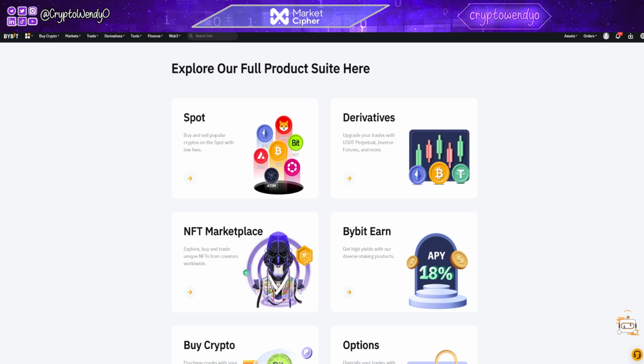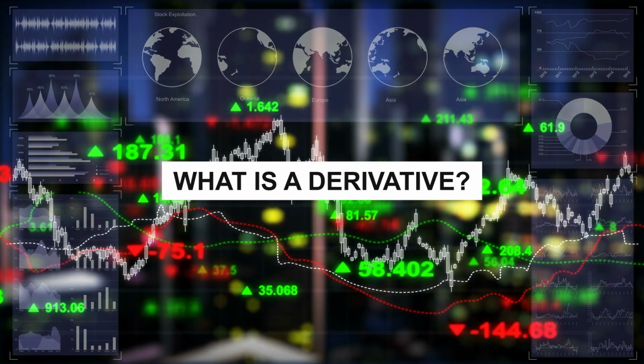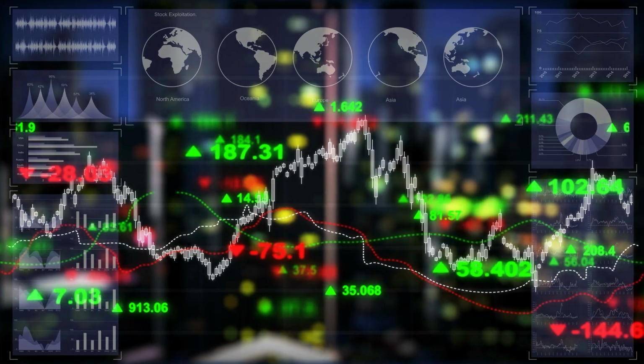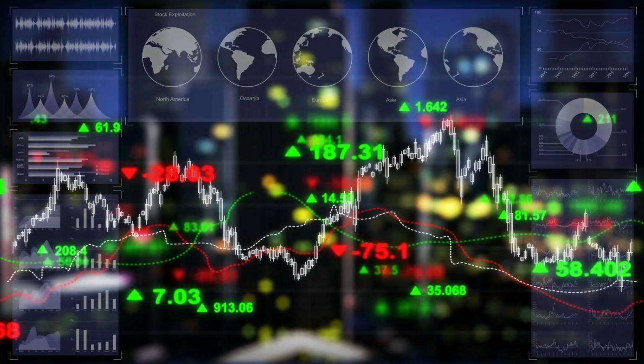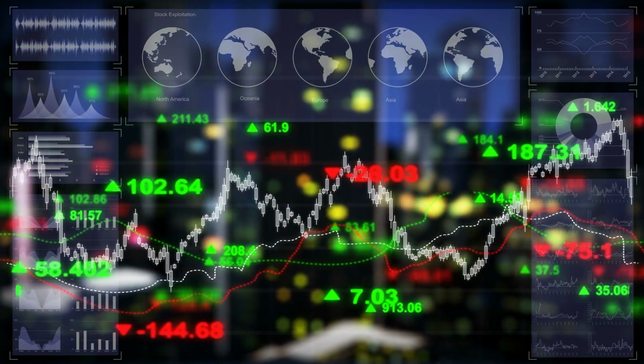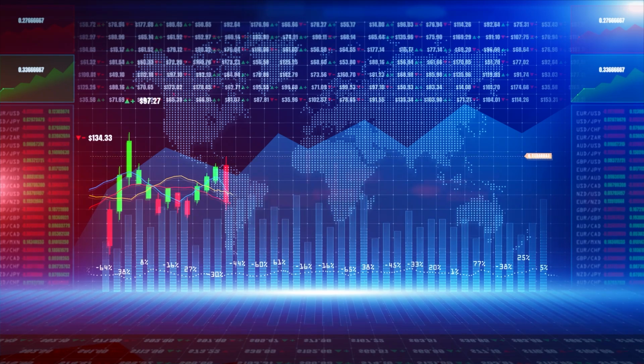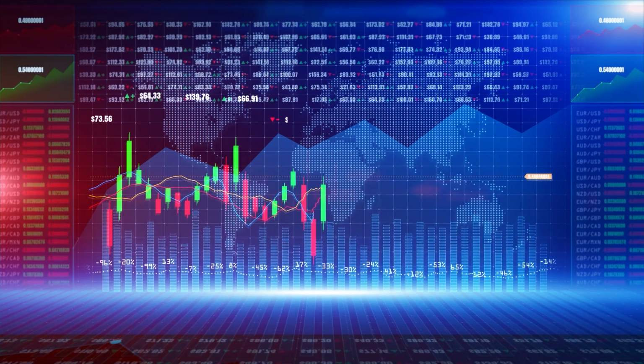So today we're going to be taking a look at Bybit. But before we go to their derivative platform, I want to tell you what a derivative is. A derivative is a financial contract, and it is set between two or more parties. Essentially, they derive their value from an underlying asset, group of assets, or a benchmark. And derivatives can be traded OTC, which is over the counter, or on an exchange.